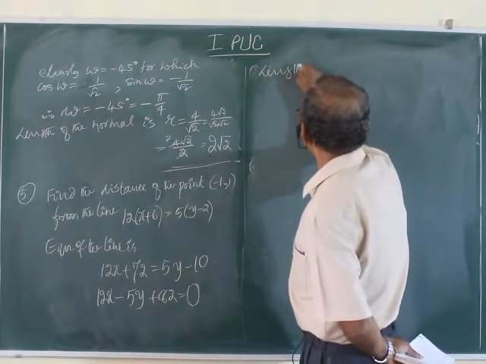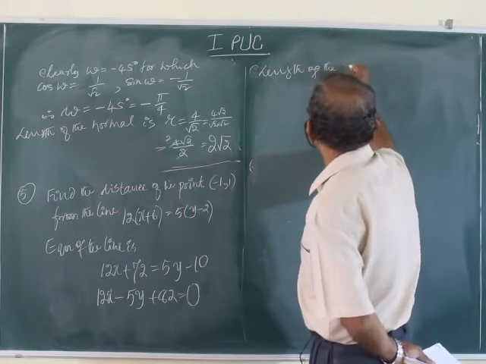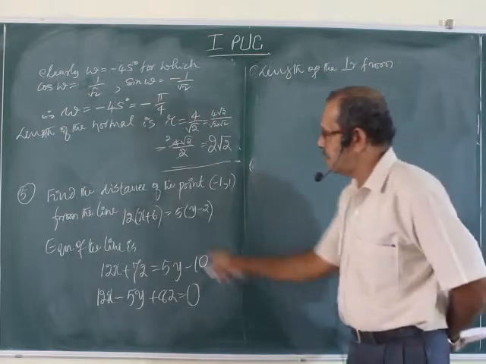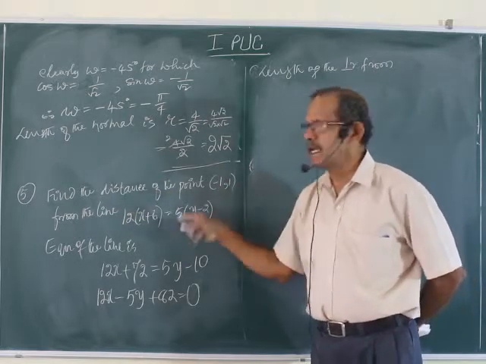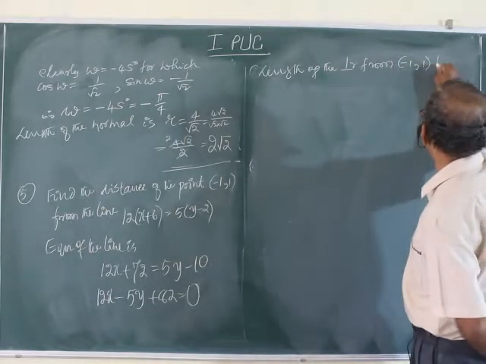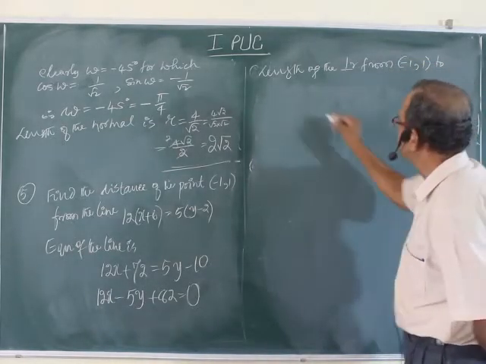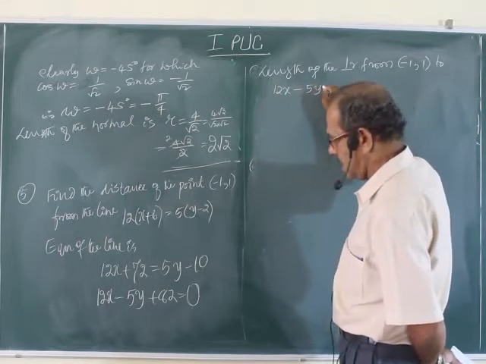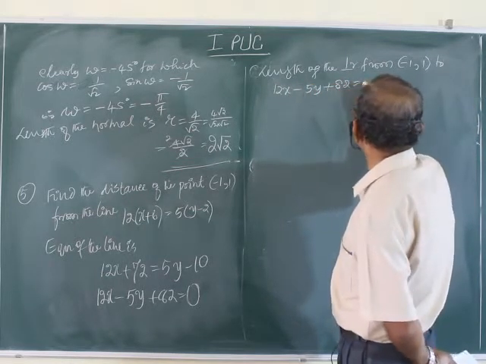Length of the perpendicular from, because the distance of the point from the line means length of the perpendicular. From minus 1, 1 to the line 12x minus 5y plus 82 equal to 0.